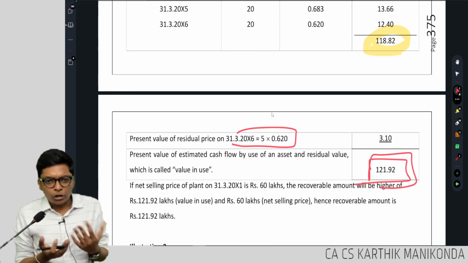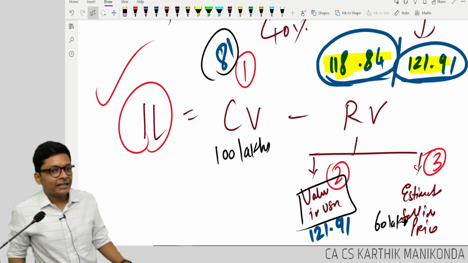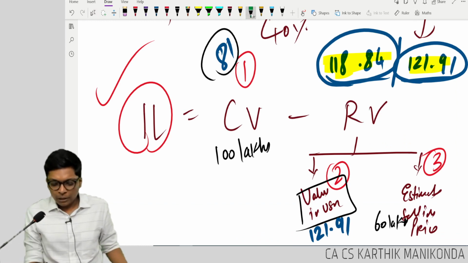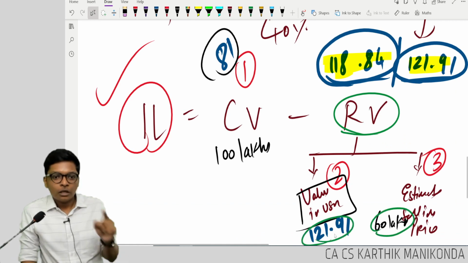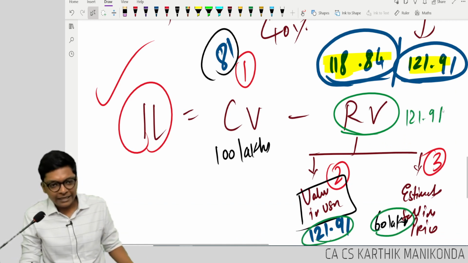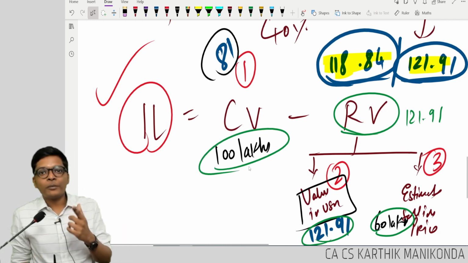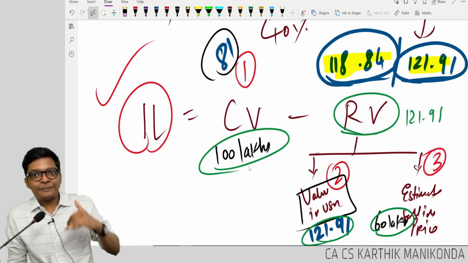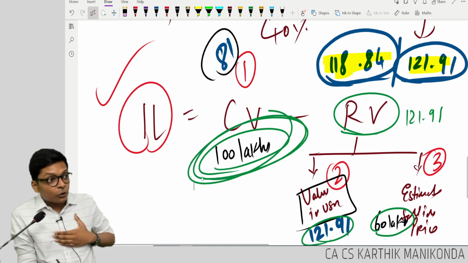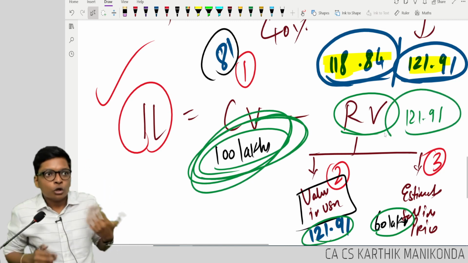They are not computing impairment. They are not asking. They are asking what, guys? Value in use. So now recoverable value, which one you will take? 60 or 121 now? 121.91. Carrying value is 100. Will I have impairment? No impairment. Why? There is no loss. It's more than what expected. Carrying value, book value is 100, but market price, recoverable is 121. No need to do impairment.